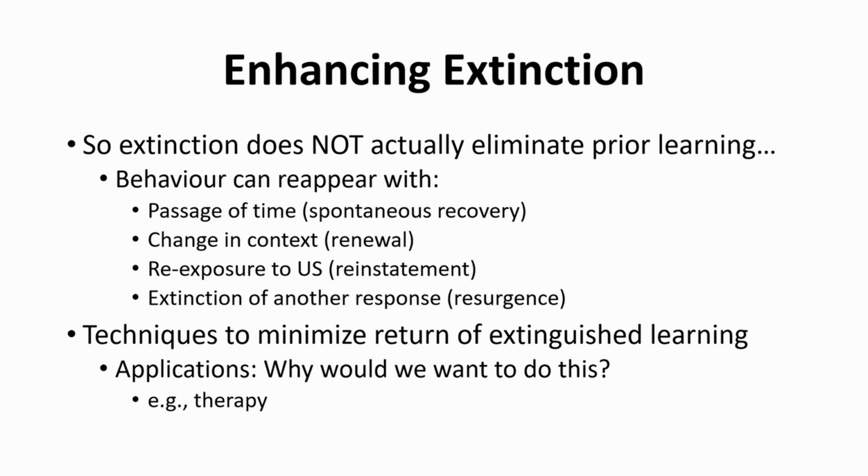An obvious answer would be therapy. If you're trying to get someone to get over, say, a fear of something or a phobia of something, or if you want to get them to stop doing a particular behavioral response, then the return of that behavior is the exact opposite of what you're aiming for. So if we can try and minimize these reoccurrences of that behavior, then we can have more effective extinction, which means more effective therapeutic applications.